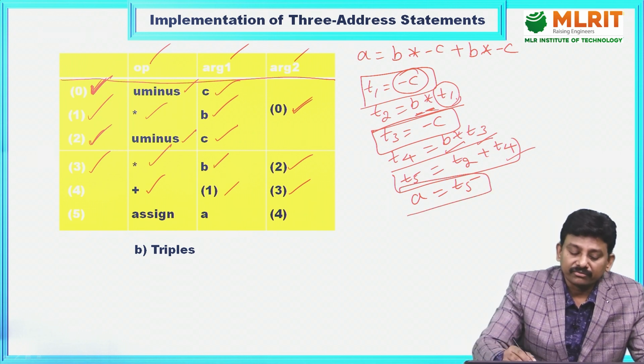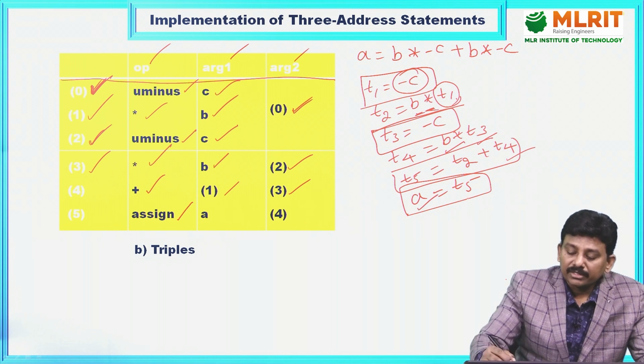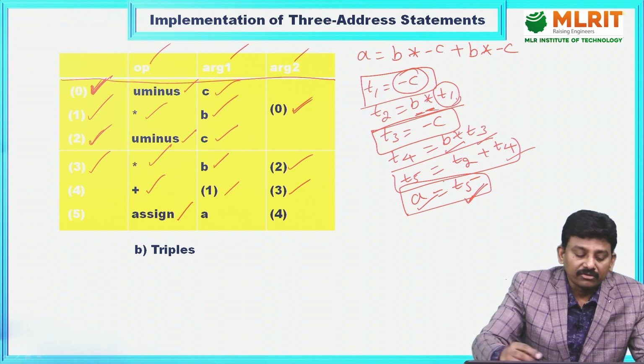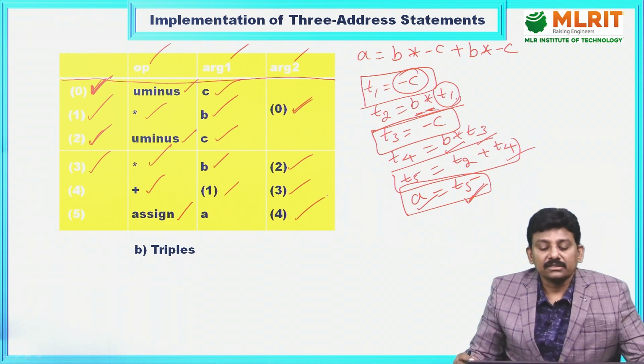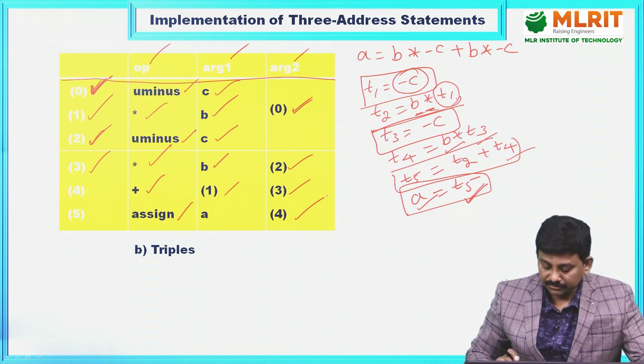Finally, A is equal to T5. Operator is the assignment operator, argument 1 is A, the argument 2 is T5. T5 is available in location 4. Like that, we can implement triples for the intermediate 3 address statements.